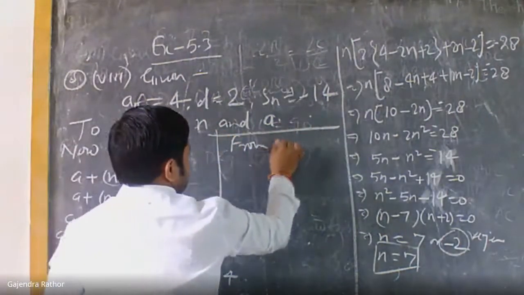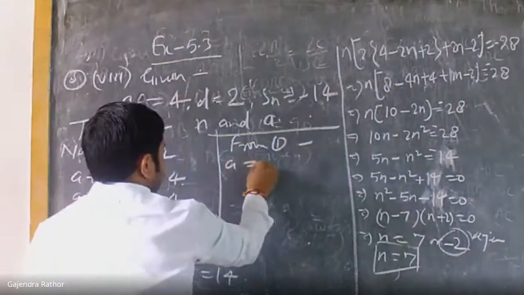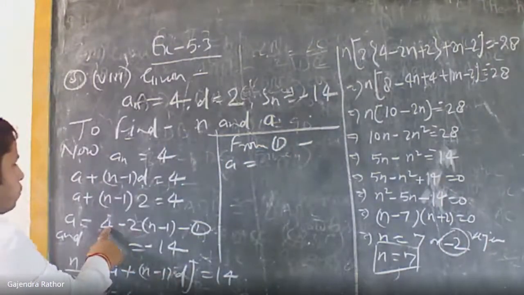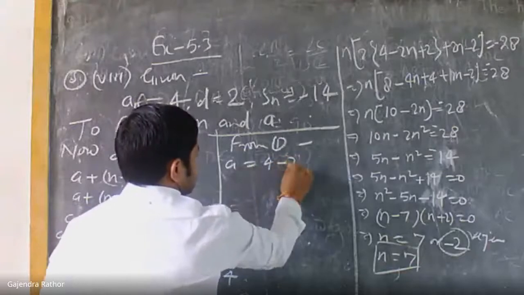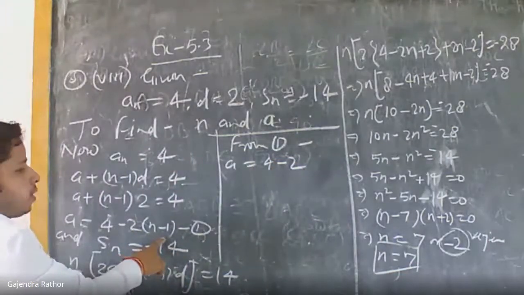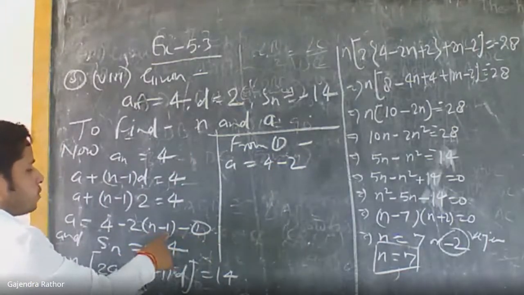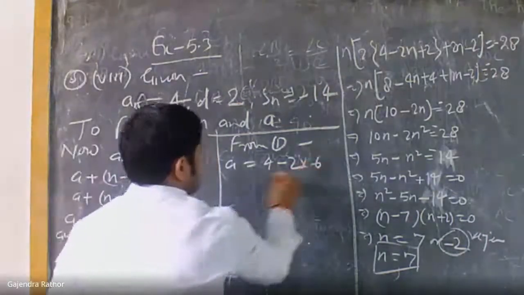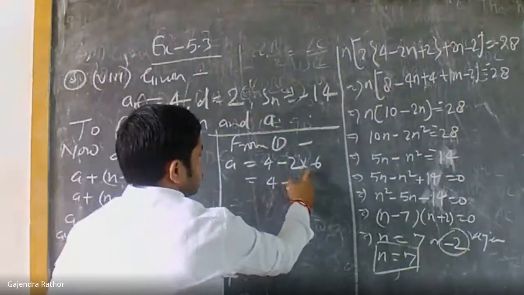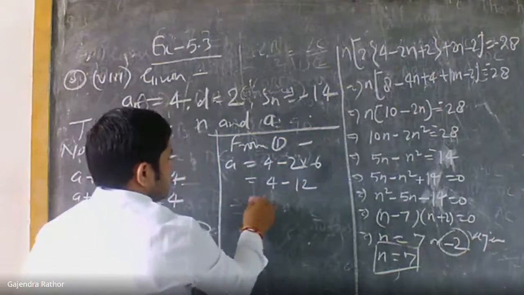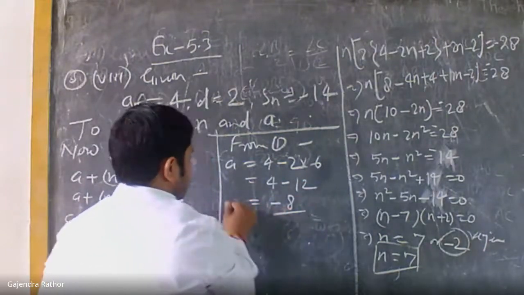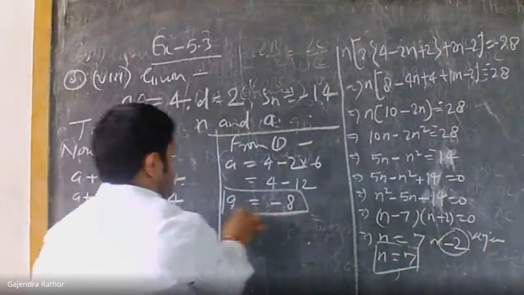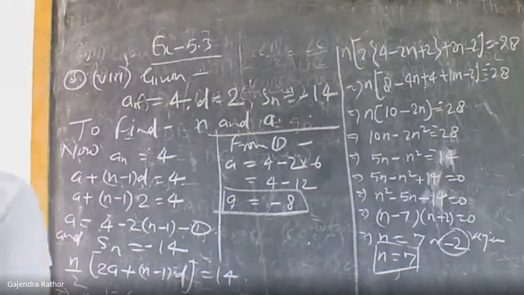From the first, a is equal to 4 minus 2 bracket n minus 1. n is equal to 7, so 7 minus 1 is 6. So multiply 6: 4 minus 6 into 2 is 12, which is equal to minus 8. So the second answer is minus 8. Yeah, correct answer, Sanjana. Very good.